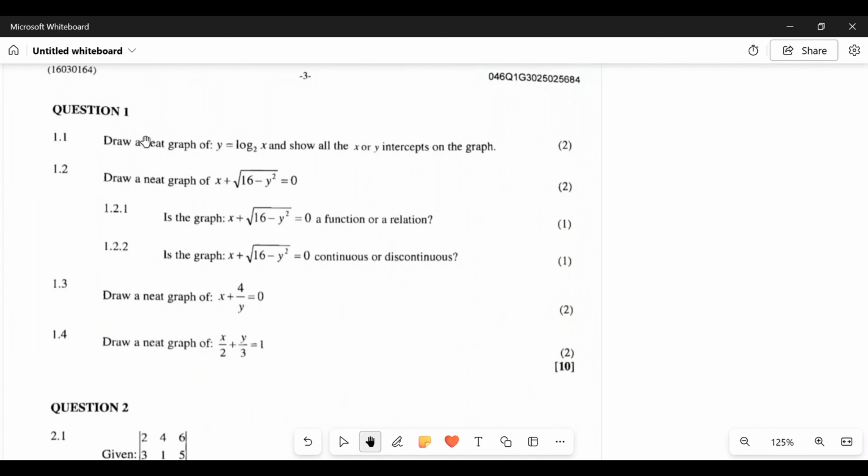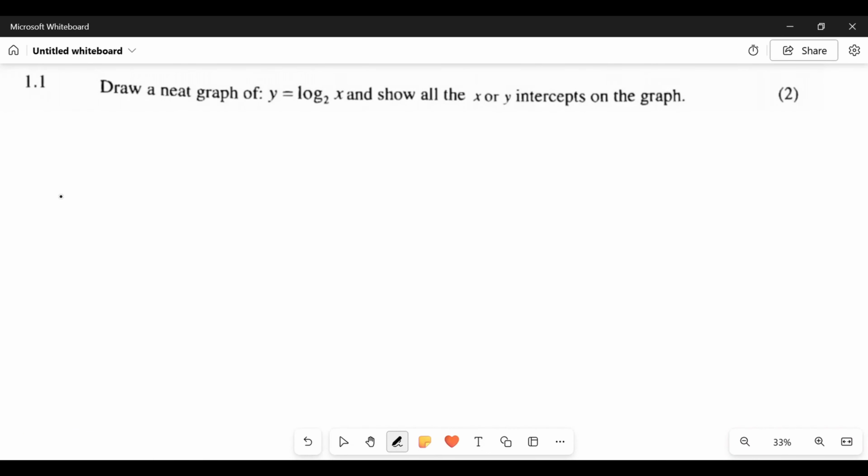All right, guys, as you can see, here is our question 1. Question 1 consists of questions 1.1, 1.2, 1.2.1, 1.2.2, 1.2.3, and 1.4. We're going to start with question 1.1, copy this question and paste it where there is space.